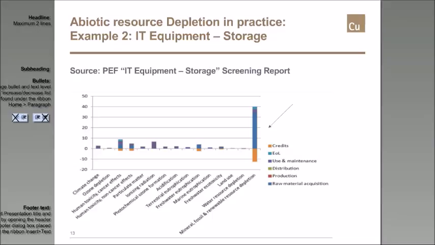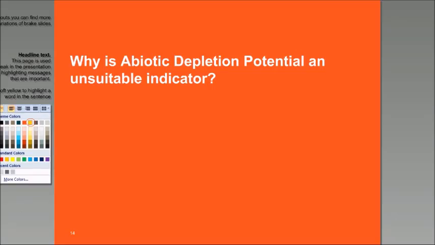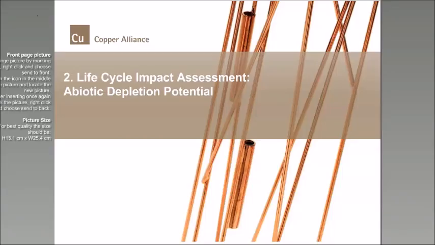So the question that we want to ask is: is abiotic depletion potential an unsuitable indicator? And why is it an unsuitable indicator? And for that, please let me introduce Andreas Bakari's expertise. Thank you, Laia. I give you the floor.